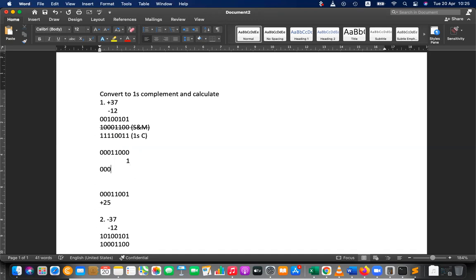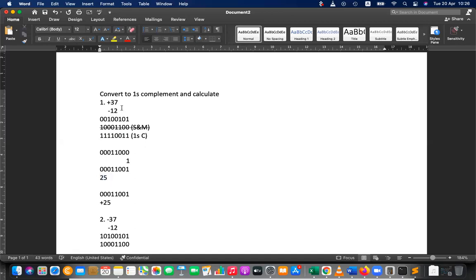0, 0, 0, 1, 1, 0, 0, 1. Okay, after that, so what is the value? What is the answer of this? Now convert this. This is 1. 1 plus 4 is 5. 5 plus 1 plus 8, 1 plus 8 is 9. 9 plus 16 is 25. So you got the correct answer. It's 25. That is the correct answer.